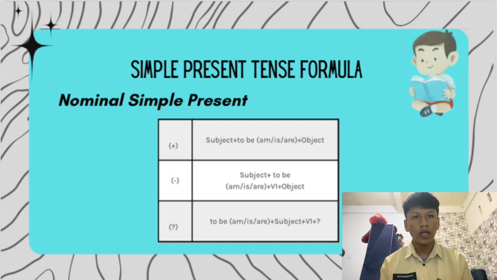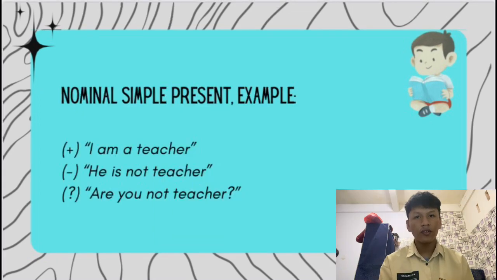Next, I would like to explain the nominal simple present tense formula. The first one is positive: subject, to be, or am, is, are, and object. The next is negative: subject, to be, am, is, are, not, and object. The last is the question: to be, am, is, are, subject, and question mark. And then back to the slide, there are examples of nominal simple present tense.